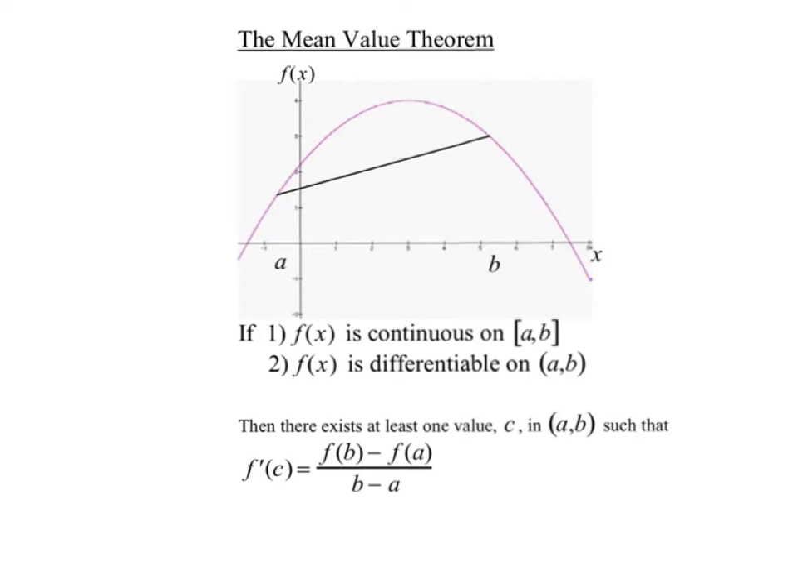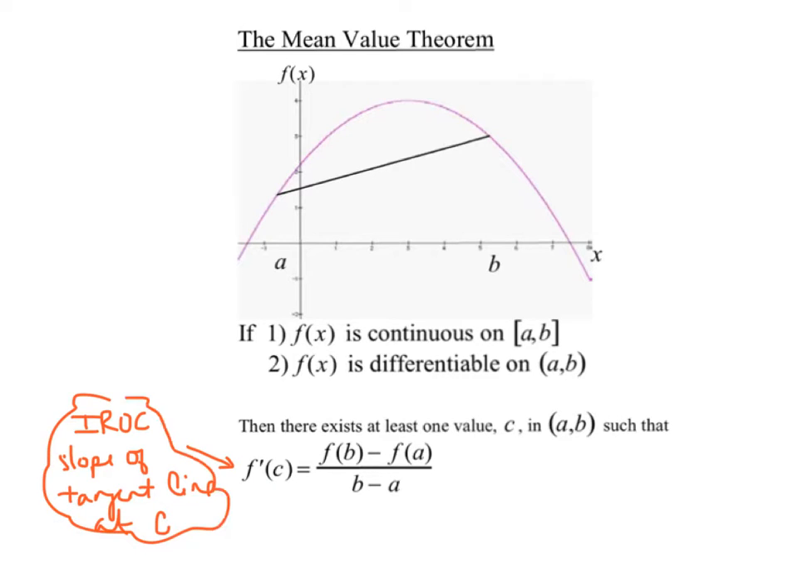All right, what does f prime of c hopefully remind you of? First of all, that should be your instantaneous rate of change, your IROC. That, remember, is the derivative, and that, of course, is the slope of your tangent line. And where is that tangent line? Well, it's the tangent line drawn at c. Okay, so that's what the left-hand part of this equation is.